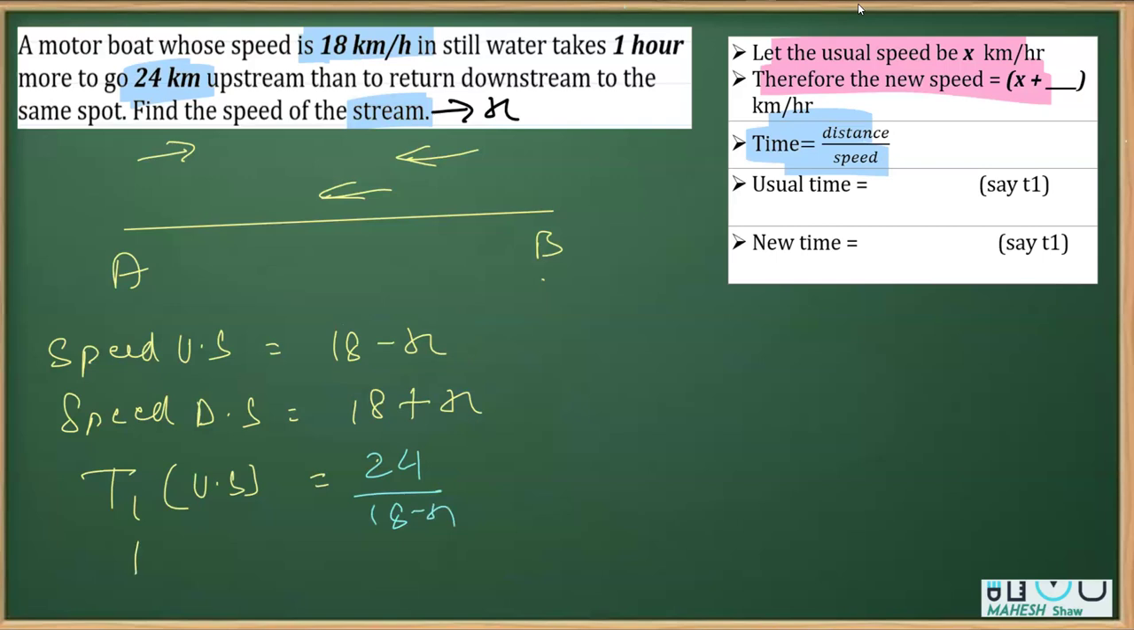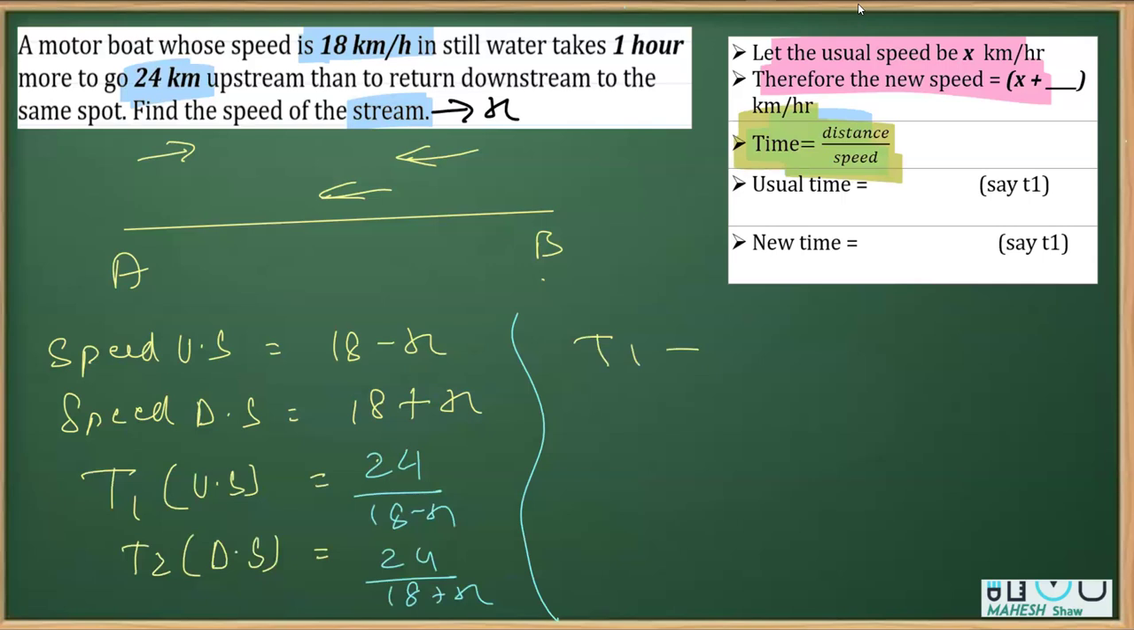Now, if I figure out what T2 is here, that is downstream, and downstream speed, applying the same formula, time is equal to distance upon speed, we can see that distance is 24 and speed is 18 plus x. Now, you know that here the speed is smaller. To cover the same distance, the smaller the speed, the greater the time taken. So we can figure out that here time 1 is greater. So T1 minus T2, that is the difference in time, and I can see the difference in time is 1 hour.